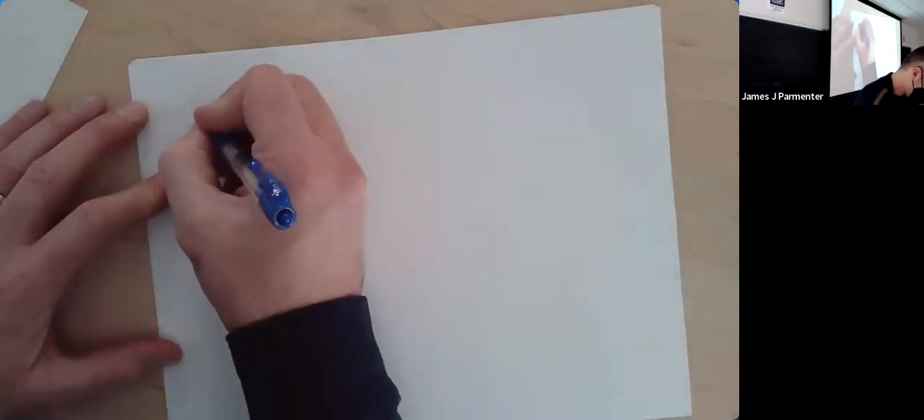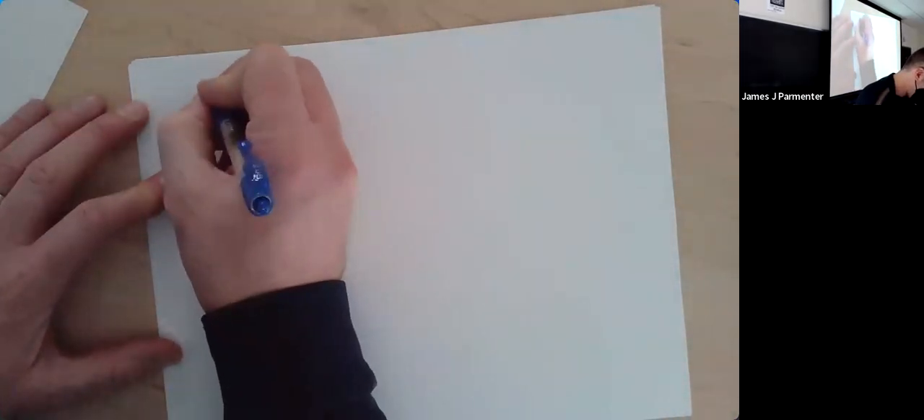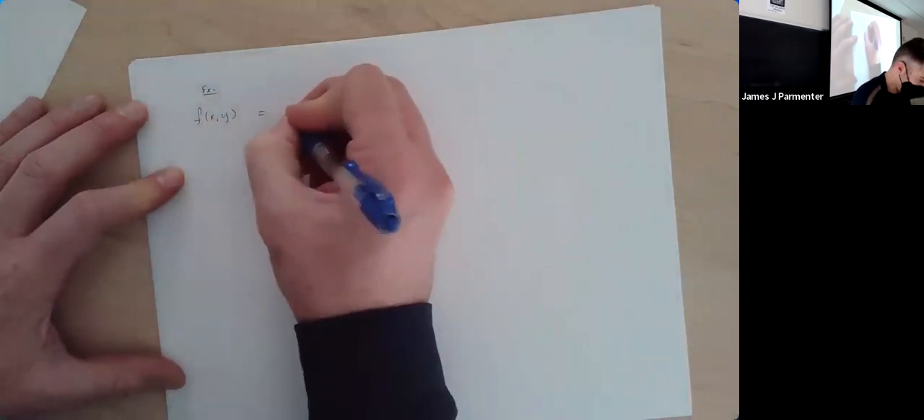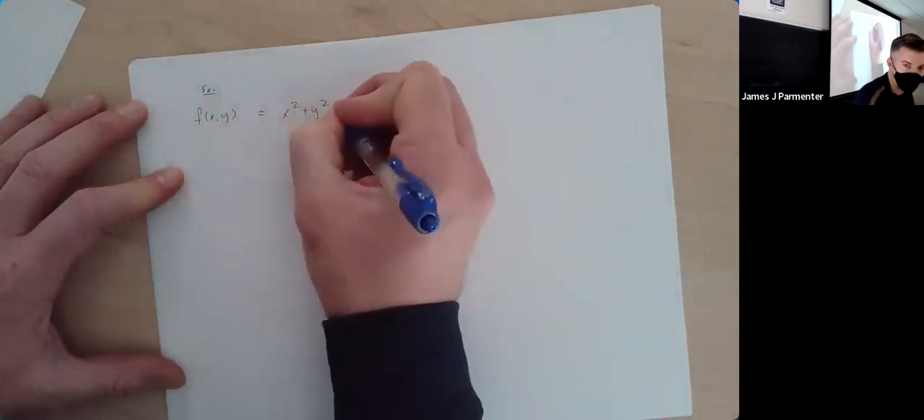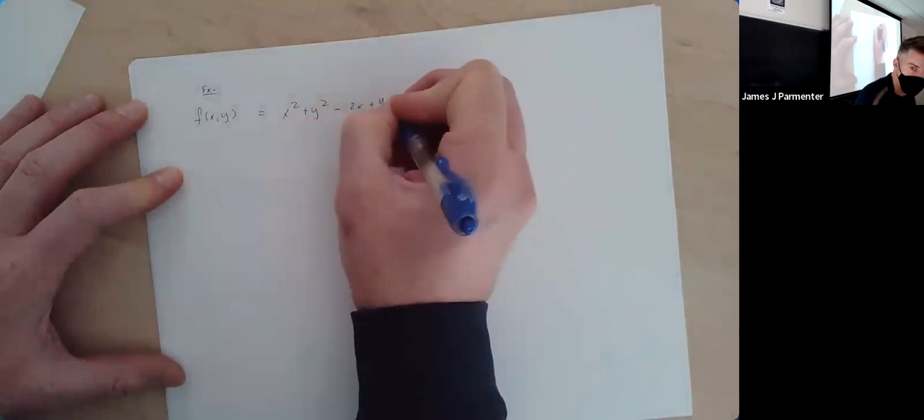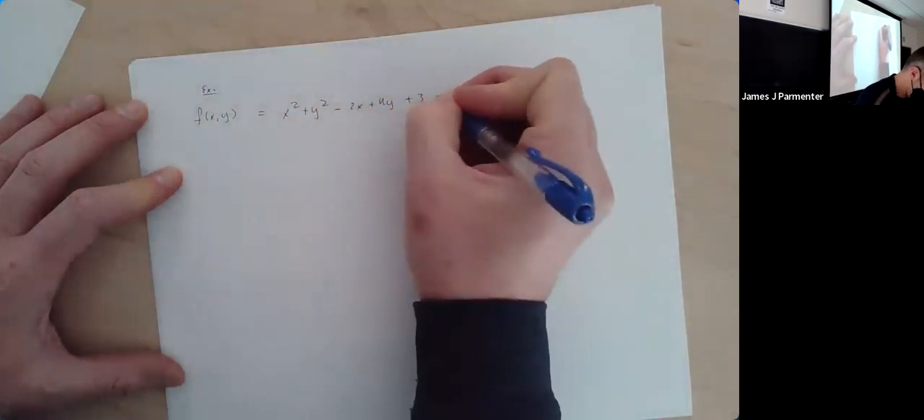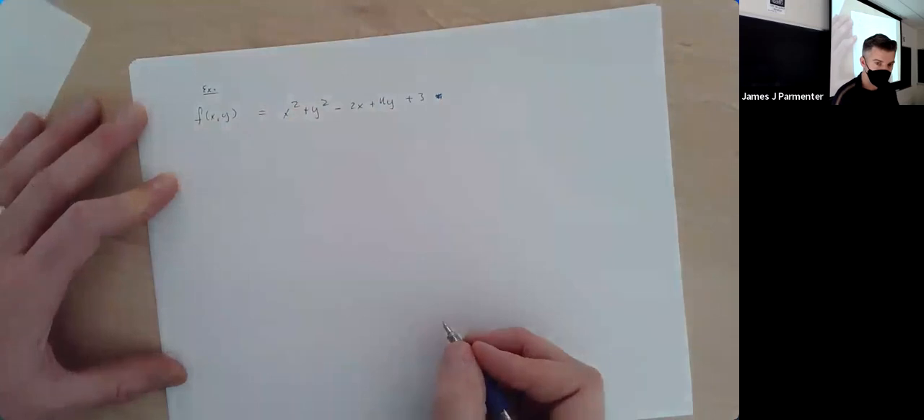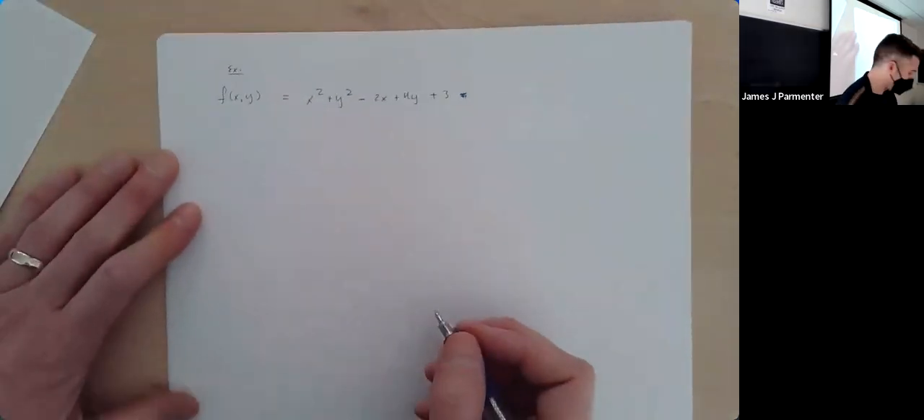Yeah, here's a better example. Let's say for the function f of x, y, we have x squared plus y squared minus 2x plus 4y plus 3. There's our function. And now we want to find the critical points for this.